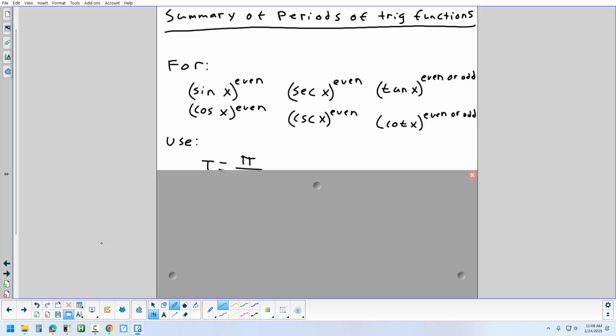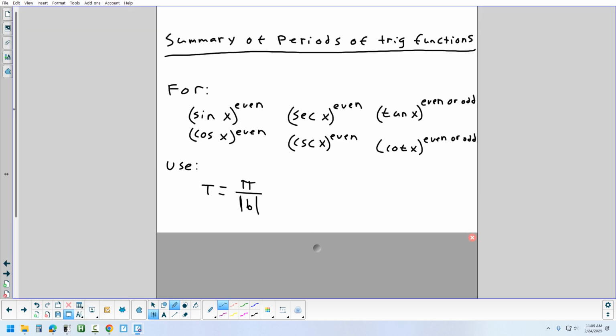If you are working with any tangent or cotangent, and a sine, cosine, secant, or cosecant to an even power, the formula you always use to find the period, if it fits one of those cases, is pi over the absolute value of b. I put the b in absolute value because if b was negative, we wouldn't want to use the negative. The period is a measurement of how long something is, and length is always a positive number.